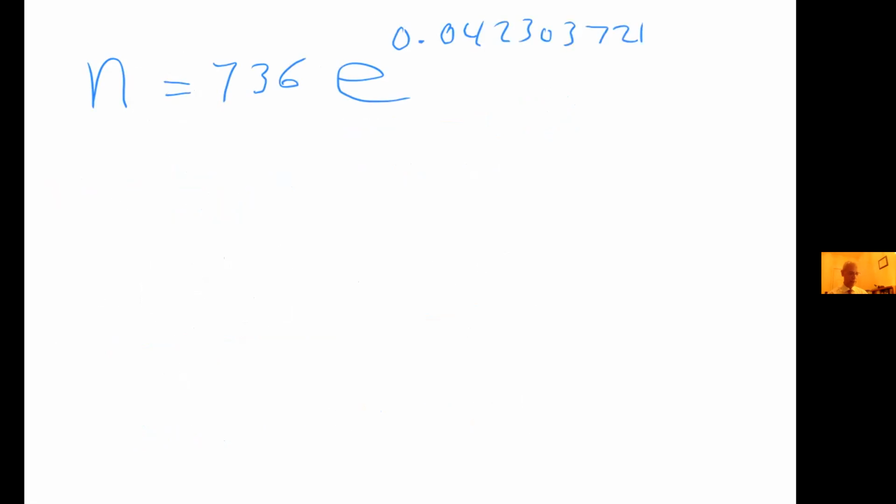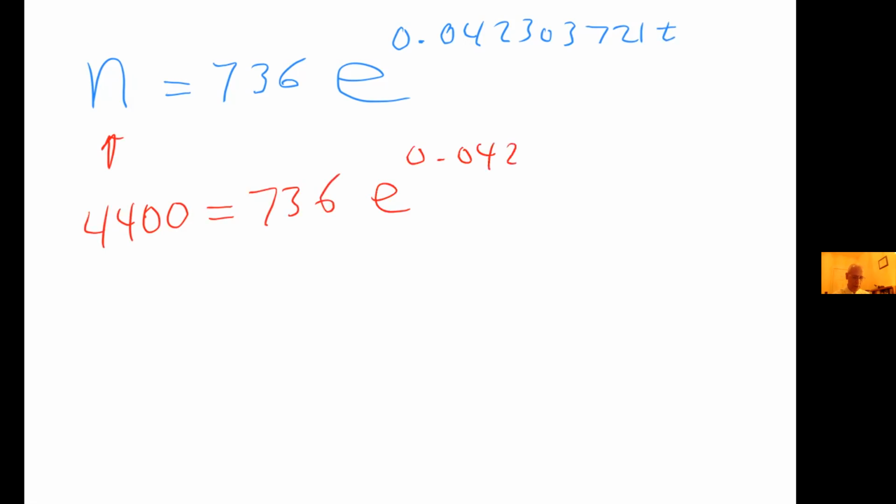So going to the next page, now that I know what the rate is, I'm going to write the model: N equals N initial, which is 736, e to the power of 0.042303721 T. And the question is, at what time, or how long would it take for the population to be 4,400? So 4,400 equals 736 e to the power of 0.042303721 T. And now I'm going to divide both sides of this equation by 736.